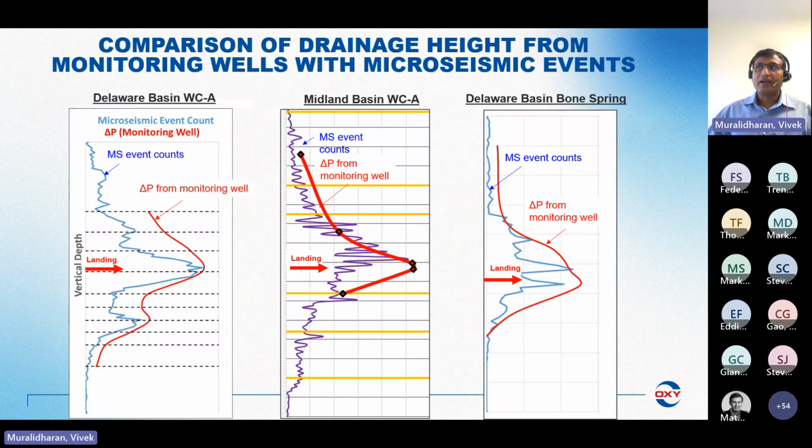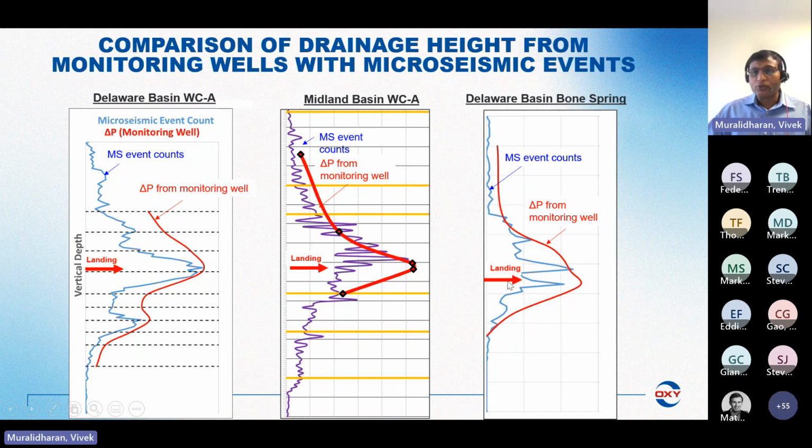Again, after that paper, we had several monitoring wells in the Permian Basin. We put monitoring wells in different basins like the Delaware and Midland Basins, and we also have multiple formations: Wolfcamp A, Bone Springs. You can see that the red curve in each of these monitoring wells is showing the depletion after a few years of neighboring horizontal well production. So this is the matrix pressure.